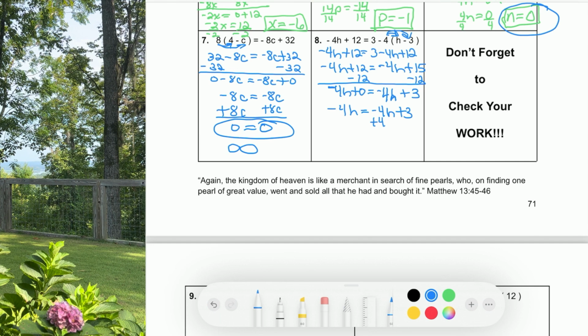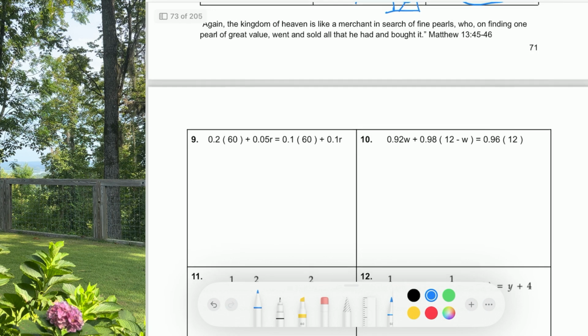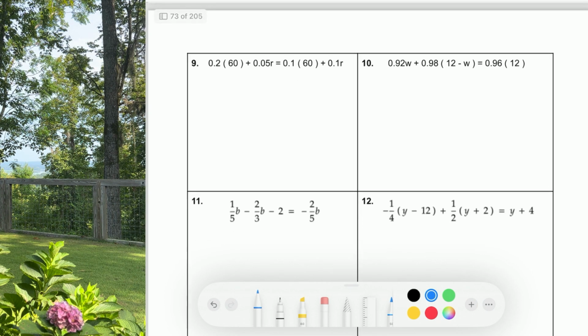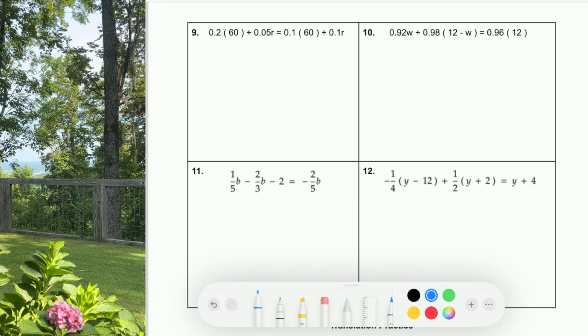Okay, so I'm going to add 4h to both sides to get them on the same side. I get 0 equals 0 plus 3, so then I end up with 0 equals 3. Those don't equal. I don't have any variables left, so no, this is going to be no solution. Okay. All right, so again, don't forget to check your work. Okay, it's very important. If I was doing this as homework for myself or a quiz or a test, I'd be checking every one of these answers by substituting back in the original problem and seeing if it is an actual solution. All right, let's look at number 9.